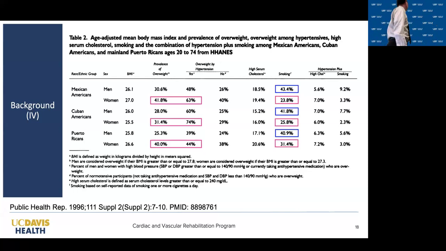Now, what about the men? Well, the men are remarkably different. Men in all three groups smoke a lot more than women in all three groups. So again, if you want to help the men with obesity and hypertension, you want to think about smoking programs as well. I'm not saying that the 23% of women who smoke don't need attention.